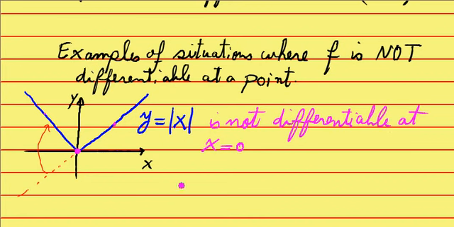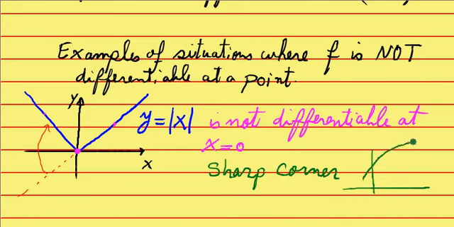This is an example of a sharp corner. Any function whose picture has a sharp corner at the location is not going to be differentiable at that location. So a sharp corner is an indication that the function is not differentiable. It doesn't have to be such a simple function. I could have some curve that comes here and all of a sudden it just goes in a different direction.